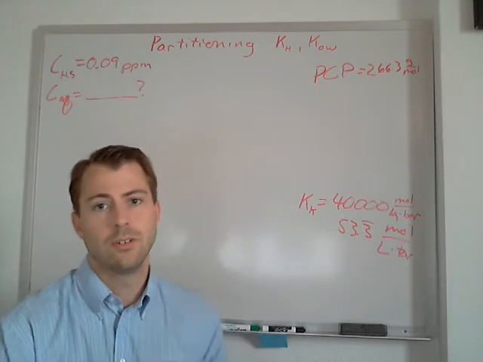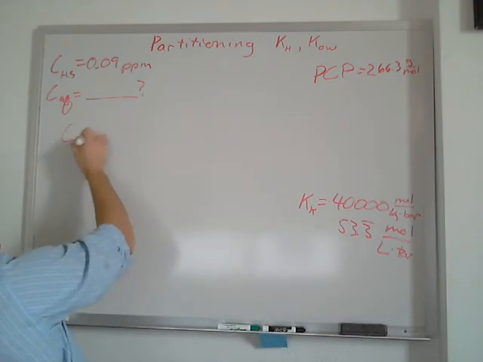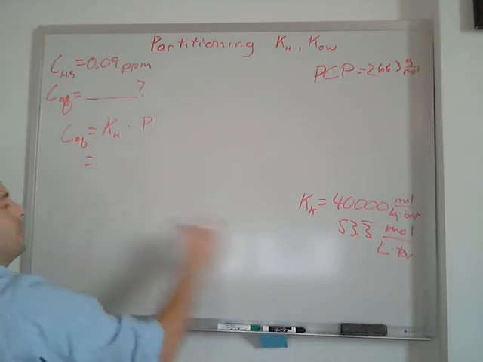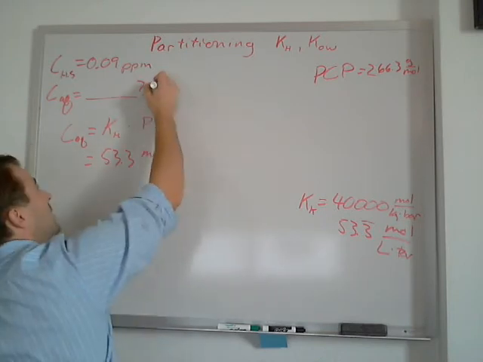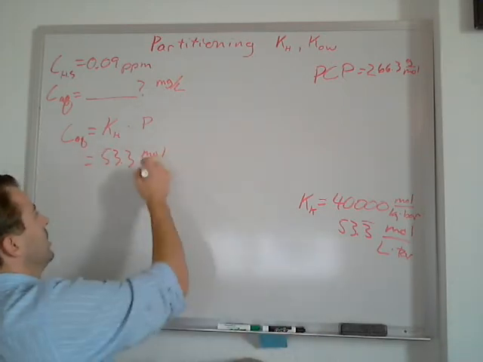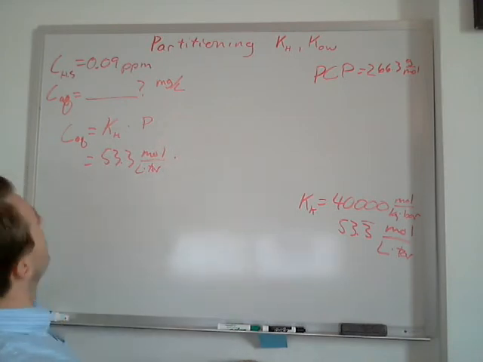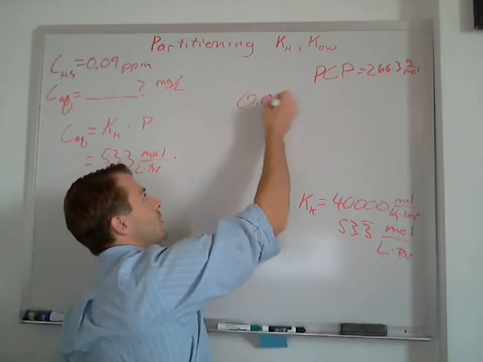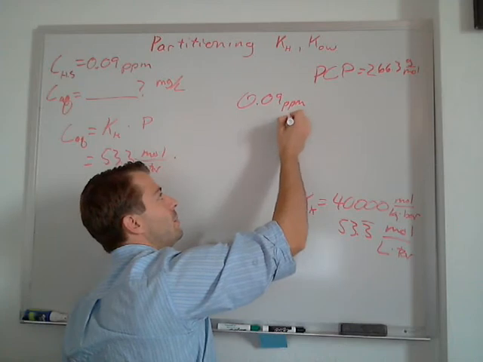Okay, so that was actually the challenge to this particular question. Everything else about this question is pretty much trivial. It's just a matter of can you plug and chug. So our concentration in the aqueous phase is equal to the Henry's law constant multiplied by the pressure, and that's equal to simply plugging these things in, 53.3 moles. Now I'm looking for this in milligrams per liter, so there's going to be a little bit of unit conversion that we have to do, but that's just unit conversion. That's moles per liter torr multiplied by our pressure, and oh man, did I not calculate that yet? So our pressure, 0.09 ppm.